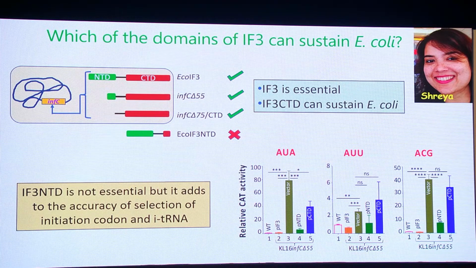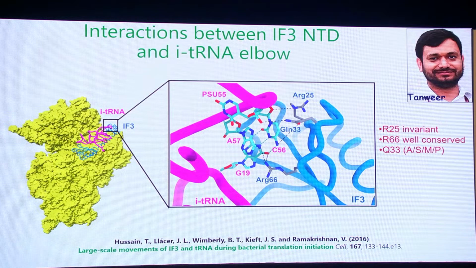Likewise, if you have AUU start codon, again, overexpression of NTD brings down the initiation. And you can see it in ACG. So these are the unusual initiation codons. And if you don't have NTD, there is initiation. But if you have NTD, now the initiation is compromised. So this is required for accuracy of initiation.